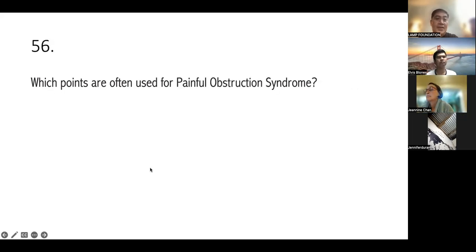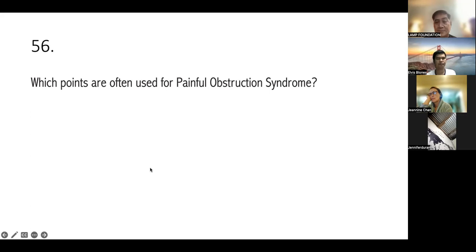Fire sa organ. Next, which points are often used for painful obstruction syndrome? Ito yung tinatawag nating B syndrome. Okay? And we all know that pag meron tayong ganitong klaseng issue, that means we are prone to, especially if we have very weak immune system, very poor defensive chi, then we are so vulnerable to the attacks by external pathogenic factors like wind, diba? Cold, dampness. So what points are we talking about? Any of the five?